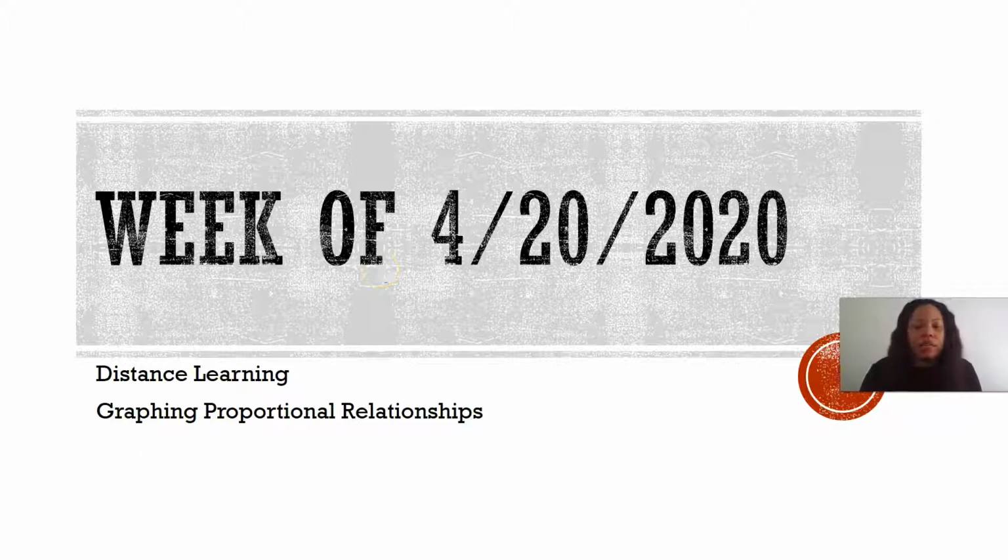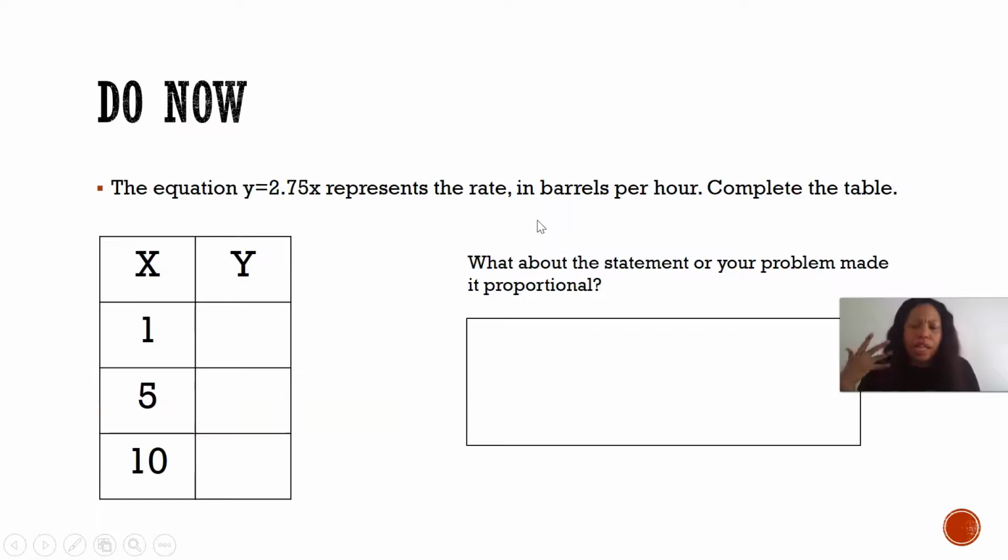Let's start with a brief warm-up, just to get our brains pumping. Let's start with our do now. The equation y equals 2.75x represents the rate in barrels per hour. So we already see that we're given an m. I want you to complete the table.